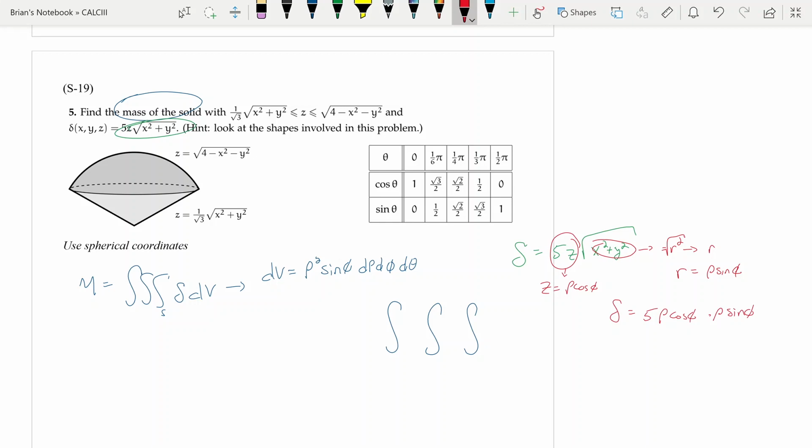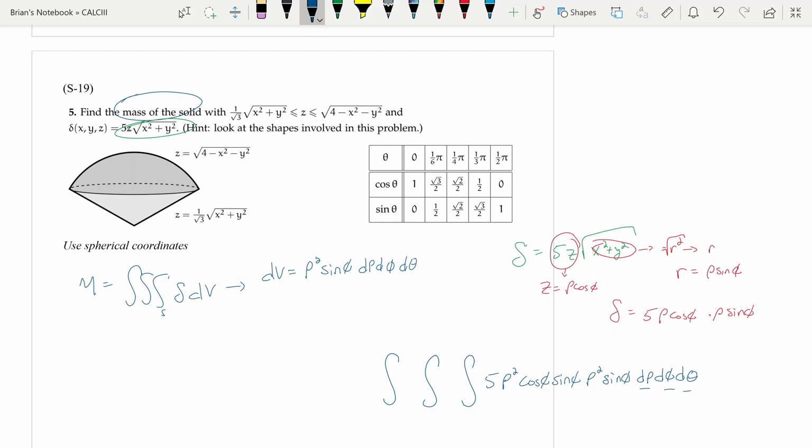We can see where all these identities are going to come in soon, that table will help us. So let's plug that in. We'll have 5 rho squared cosine of phi sine of phi, and then, remember, we still have rho squared sine of phi d rho d phi d theta. Big problem. Okay, cool. So now we need to find our d theta, d phi, and d rho.